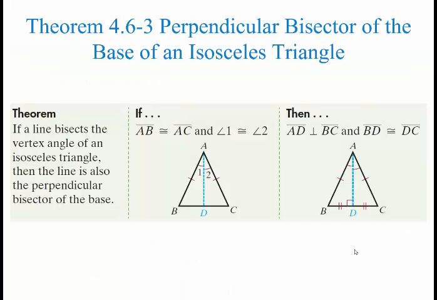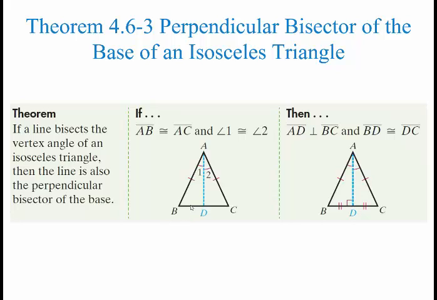Another one, this is the perpendicular bisector theorem. The perpendicular bisector of the base of an isosceles triangle. If a line bisects the vertex angle, and remember, the vertex angle is the angle opposite the base, then the line is also the perpendicular bisector of the base.